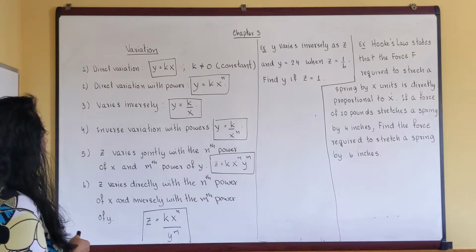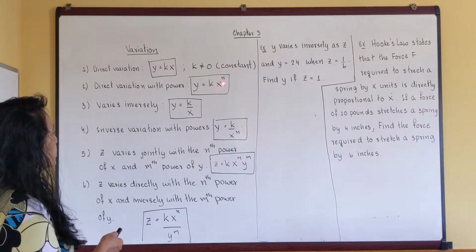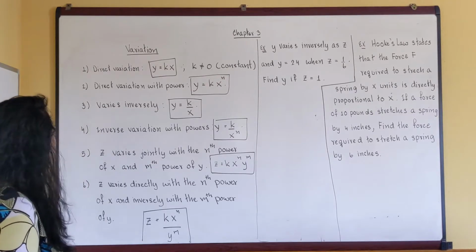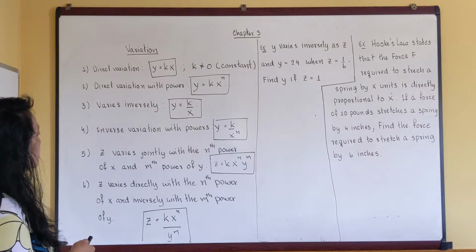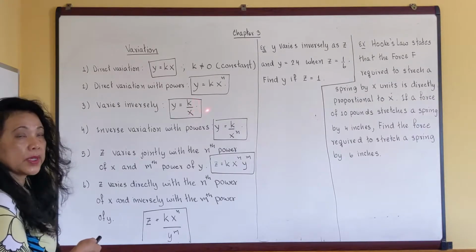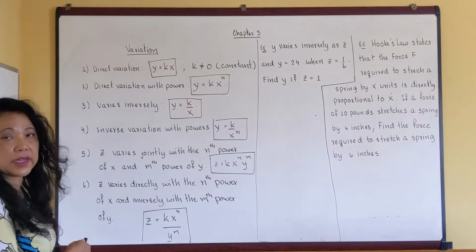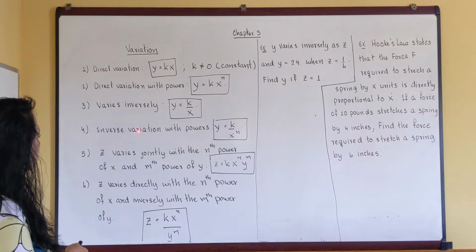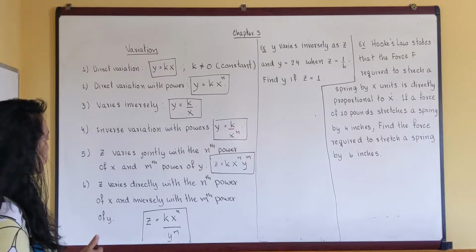Now if direct variation with power, one of them will have power. So as you can see here, x has some power and k is constant. So y equal to k x to the n. However, if you have inverse variation, it means that the other one would be reciprocal on the denominator. So you have y equal to k over x, where k is a constant. If they say inverse variation with power, so one of them will be in the exponential form.